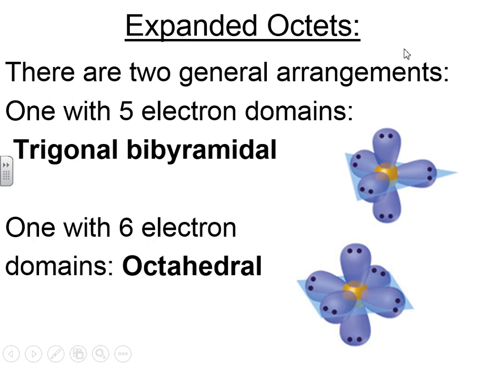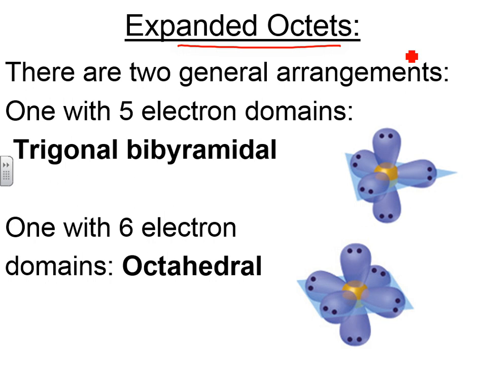This is Unit 3, Video 7. In this video, we'll continue talking about the electron domain and molecular geometries, except we will talk about them for the expanded octets. Remember, period 3 elements and on can have more than 8 electrons around the central atom, and we have to talk about the geometry that they produce.